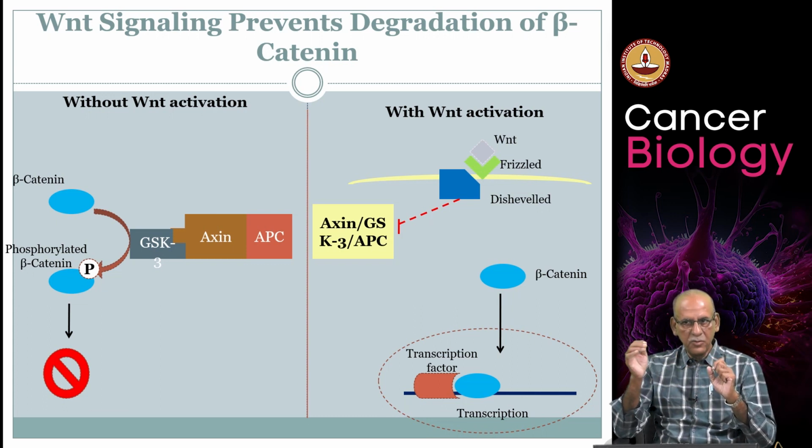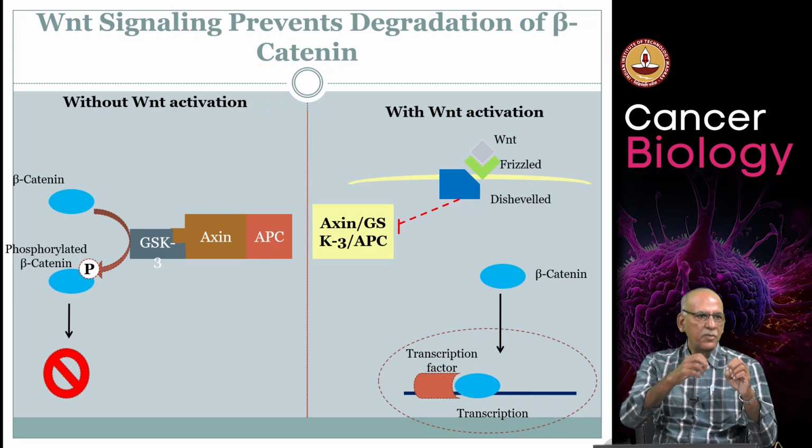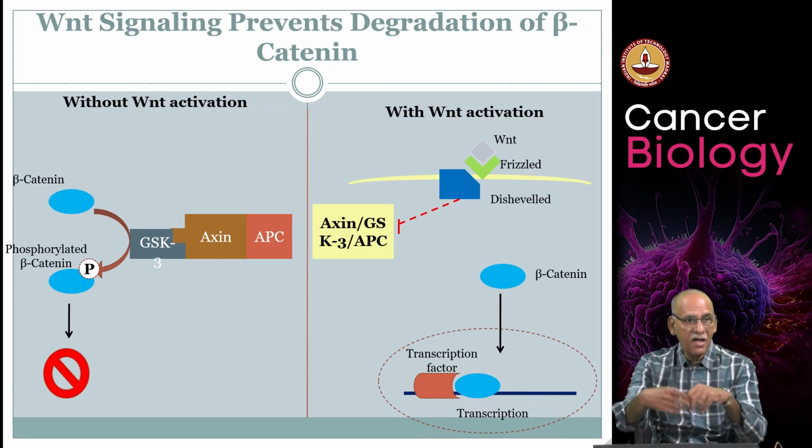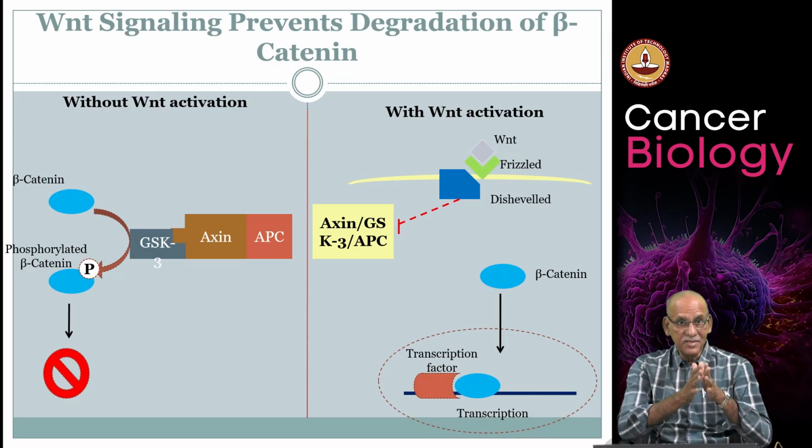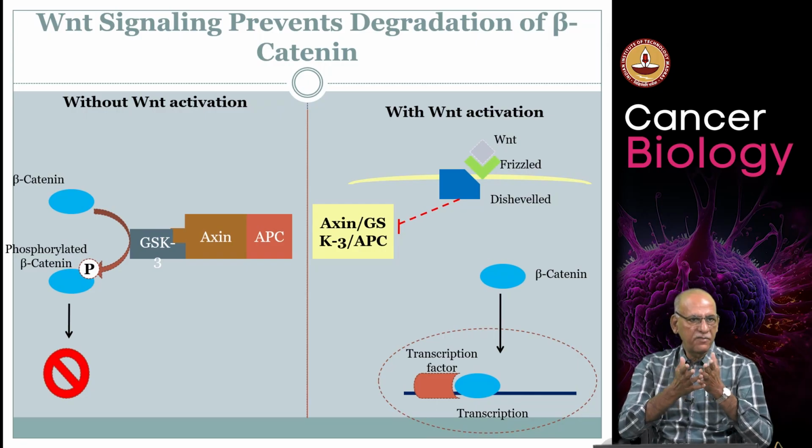So, whenever you need their function, you activate them by removing that inhibition, so that they are immediately available for transcription. They do not have to be synthesized. So, this is one mechanism. Later on, I will tell about NF kappa B, other transcription factors and so on.